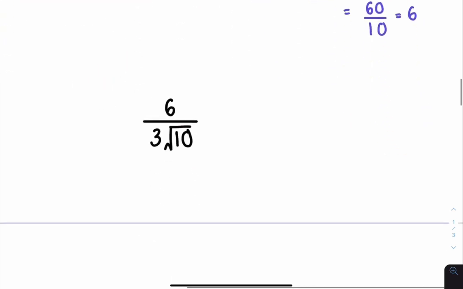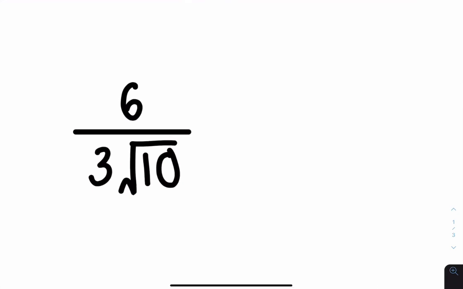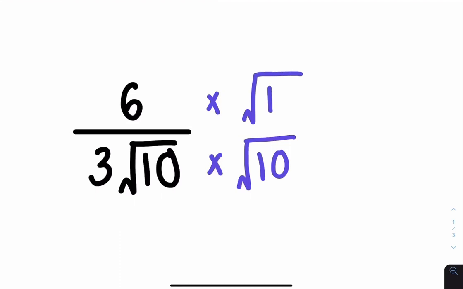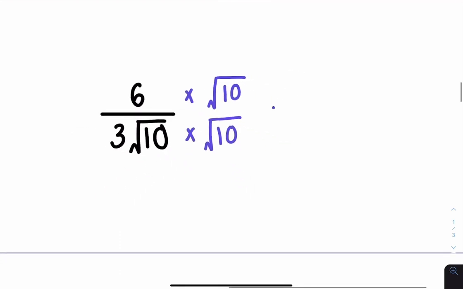Now our final example. Here we've got 6 over 3 root 10. Again, this root 10 is causing problems because it makes our denominator irrational. So to change it, we multiply the top and bottom by root 10. And what are we left with? On the denominator, we have 3, and then root 10 times root 10 just gives you 10. So you have 3 times 10. And on the numerator, we just have 6 root 10.